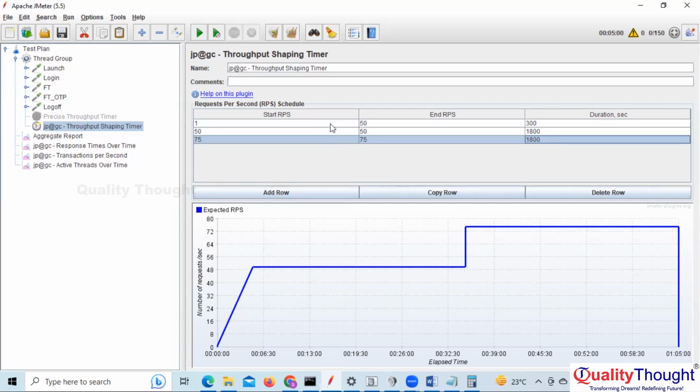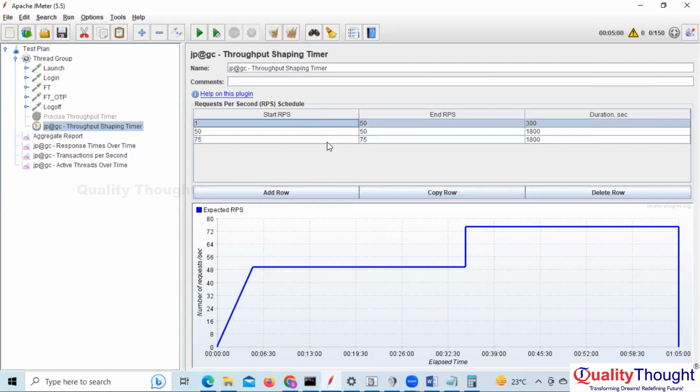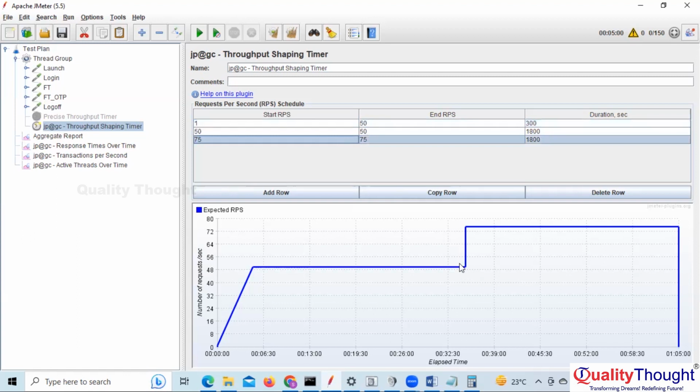If your requirement is like this, you can use the throughput shaping timer and give your scenario like this. So during my ramp up, your throughput slowly increases to 50. When you are with peak users, it will run for half an hour and maintain that 50 TPS for half an hour. And after half an hour, it will increase the throughput to 75 suddenly. And once it increases to 75, it will maintain that 75 for another half an hour. So like that also you can design your throughput using the throughput shaping timer.